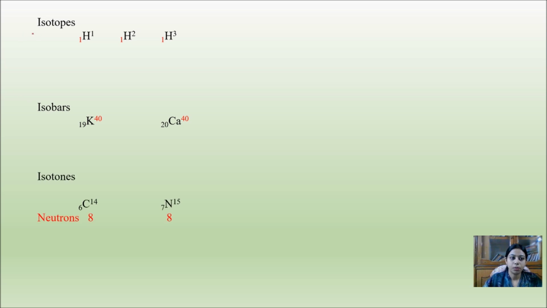Apart from all these things, there are three basic terminologies we use for atoms. These are isotopes, isobars and isotones. Isotopes have the same atomic number but vary in their mass number, whereas isobars have different atomic numbers but similar mass numbers. And isotones have different atomic numbers as well as mass numbers, but the number of neutrons is the same, as in the case of carbon and nitrogen.